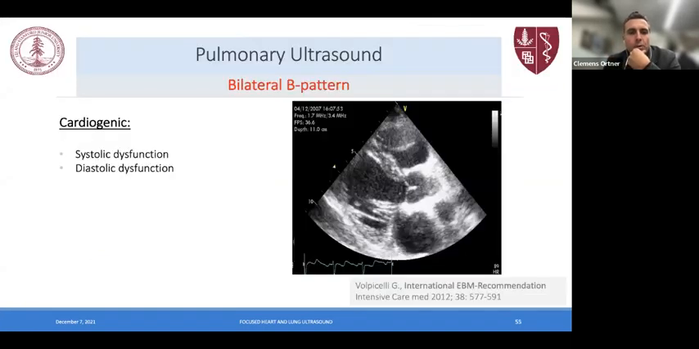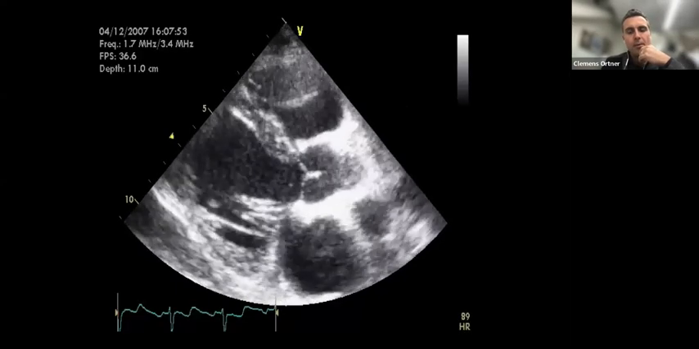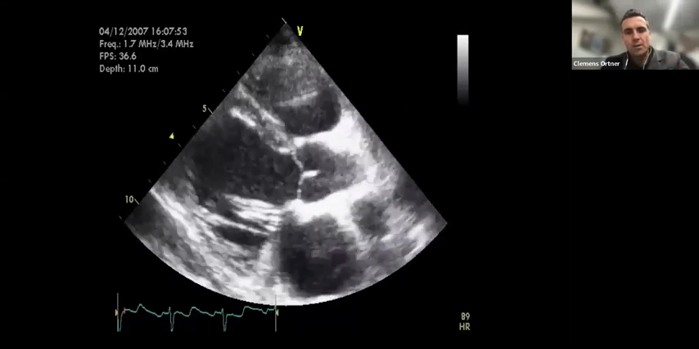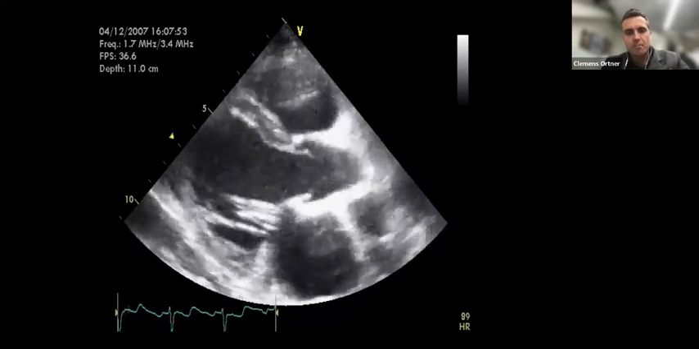So how could this look? A cardiogenic reason for increased left ventricular end-diastolic pressures can be either systolic dysfunction or diastolic dysfunction. How would you rate the systolic function in this patient?